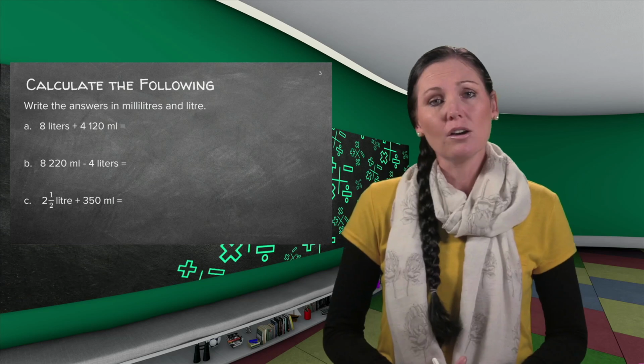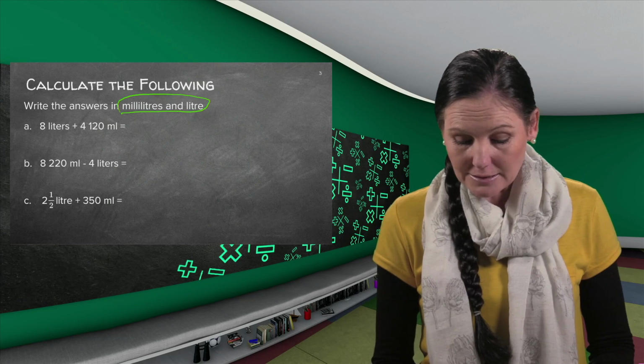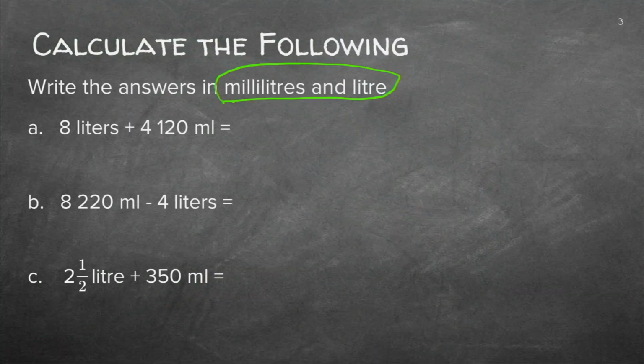Now the next one, they are asking you, write the answer in milliliters and liter. Can you see I've got a problem with A? Yes, I've got liters here and here I have milliliter. Now that I see I have 4,120 milliliter, it will be easy to make the liters as 8. And now I can go to milliliters. So that will be 8,000 milliliters plus 4,120 milliliters. And that's an easy calculation.